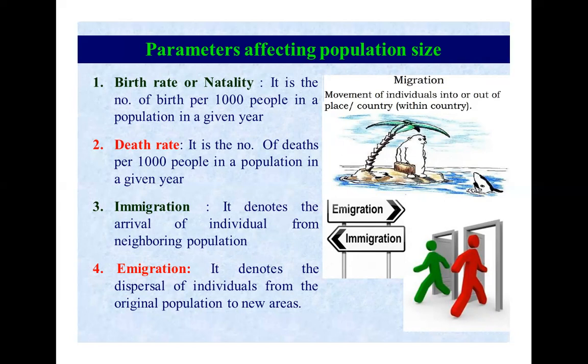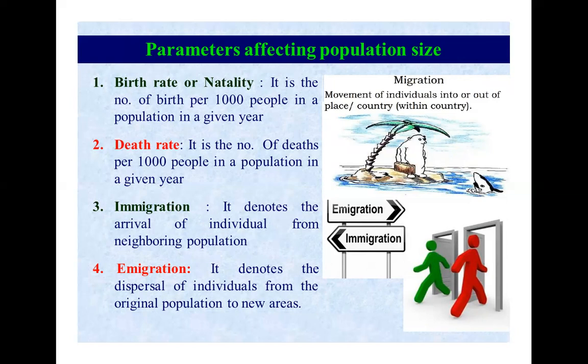That is emigration. Emigration denotes the dispersal of individuals from the original population to new areas. Meaning if the population is gathered in one particular area, they start dispersing or moving to the neighboring area. That is emigration. So immigration and emigration are vice versa terms for each other. One is related to the gathering of the population, and the other is related to the dispersal of the population to the neighboring area.